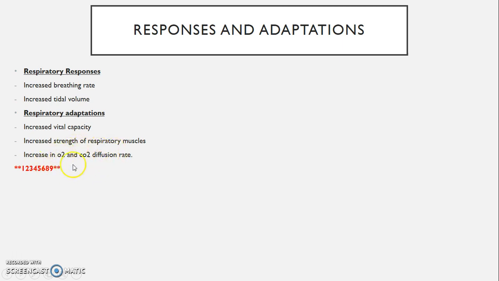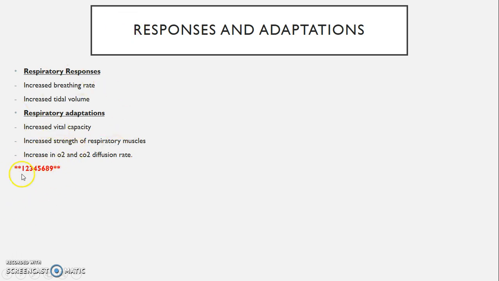And the same with this increase in oxygen CO2 diffusion rate. That's to do with number 2. So number 2 rhymes with few, diffusion. So you've got diffusion rate there. Increased vital capacity you could link to tidal volume. So tidal volume memory is number 3. 3 rhymes with sea. You think of waves. You may think of a tidal wave. Tidal volume increases. There's your memory methods for the respiratory responses.